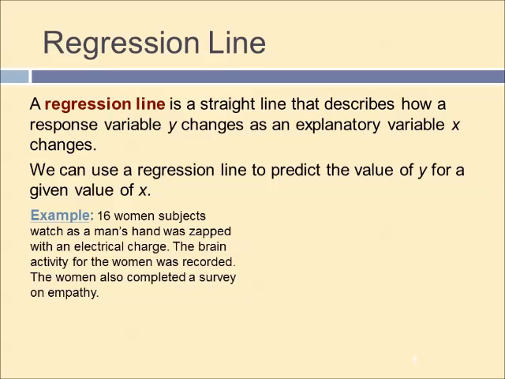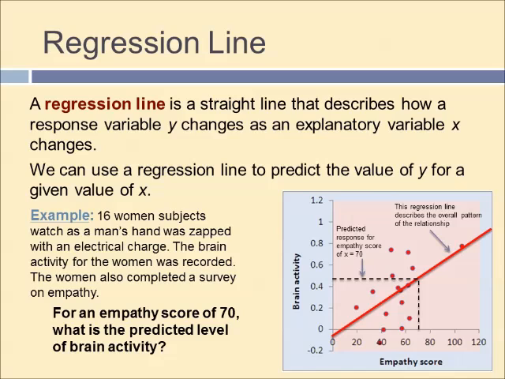So, for example, in a study, 16 women subjects watched as a man's hand was zapped with an electric charge. The brain activity for the women was recorded, and the women also completed a survey on empathy. For an empathy score of 70, what is the predicted level of brain activity?